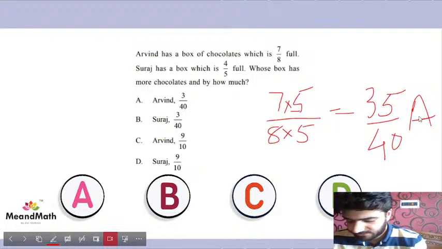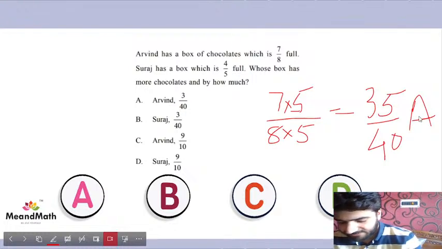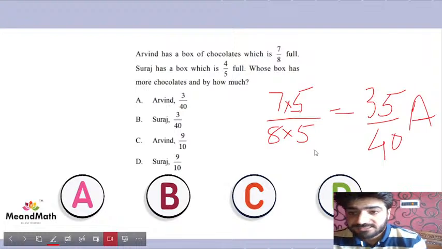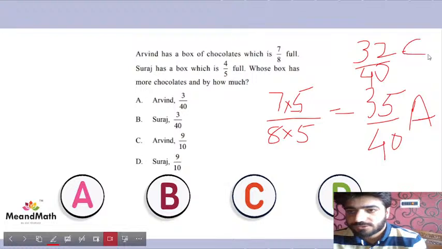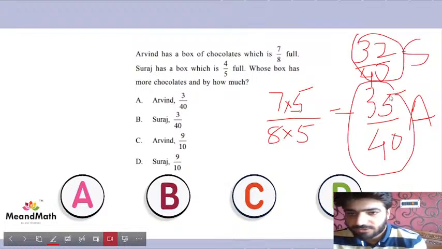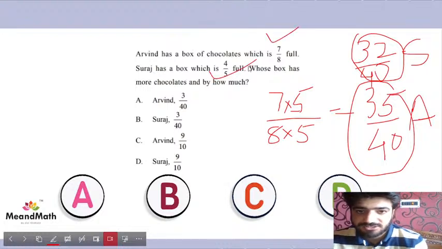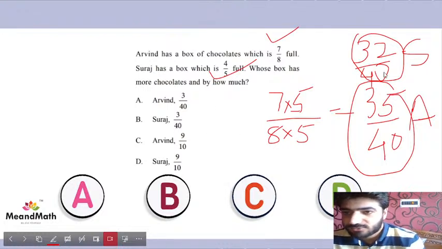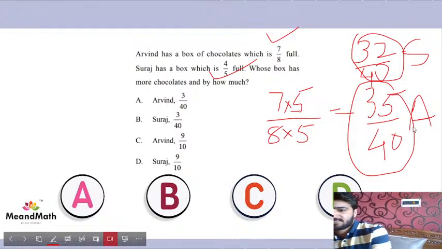Now Suraj's. Subi says C, Preeti says B. This is for Arvind. Now for Suraj, if you convert into 40, then that is 32 by 40 for Suraj. Isn't it 4 by 5? 8 fours and 8 fives. So this is for Suraj. So Suraj is 32 by 40. Arvind is 35 by 40 when I convert both these fractions into like fractions.